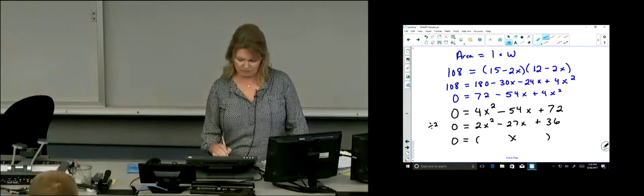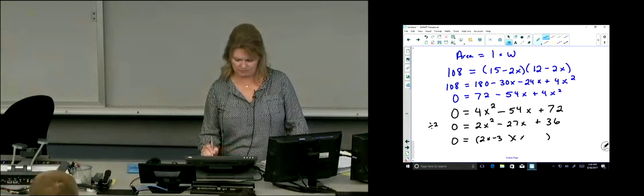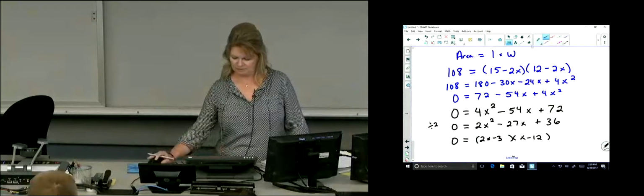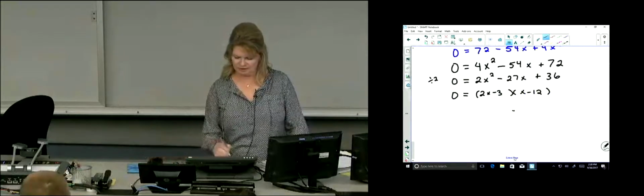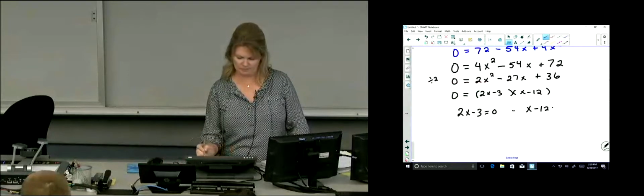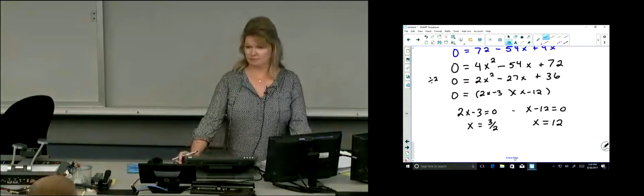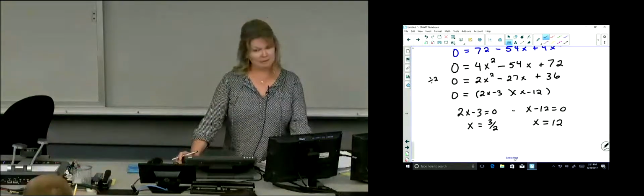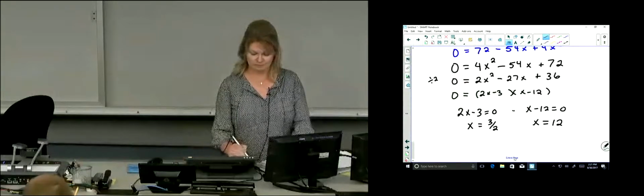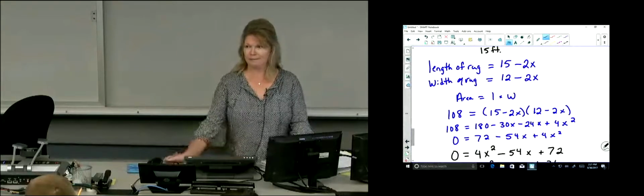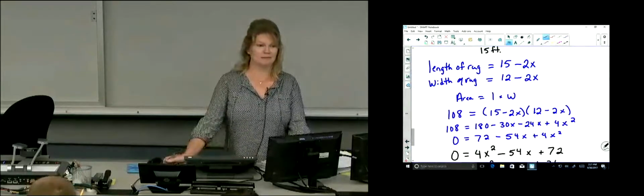This does factor. And you get 2 choices for x. Now both of those are positive. So it looks like maybe they could both work. Does anybody know which one wouldn't work and why? Anybody willing to say?